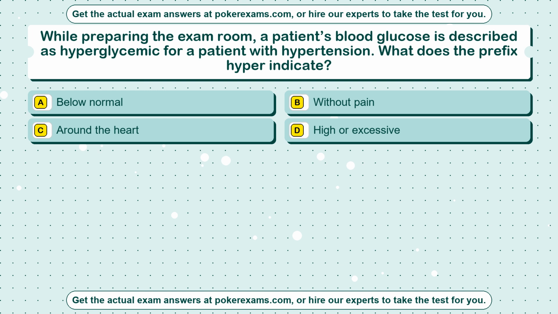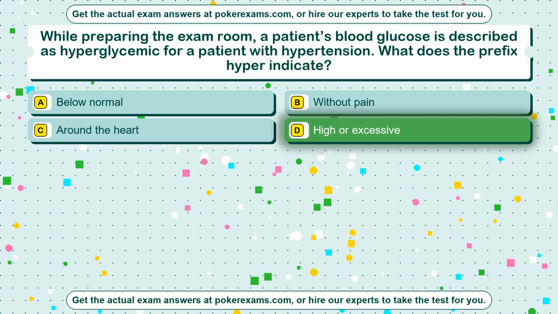Question 51. While preparing the exam room, a patient's blood glucose is described as hyperglycemic for a patient with hypertension. What does the prefix hyper indicate? Option A, below normal. Option B, without pain. Option C, around the heart. Option D, high or excessive.